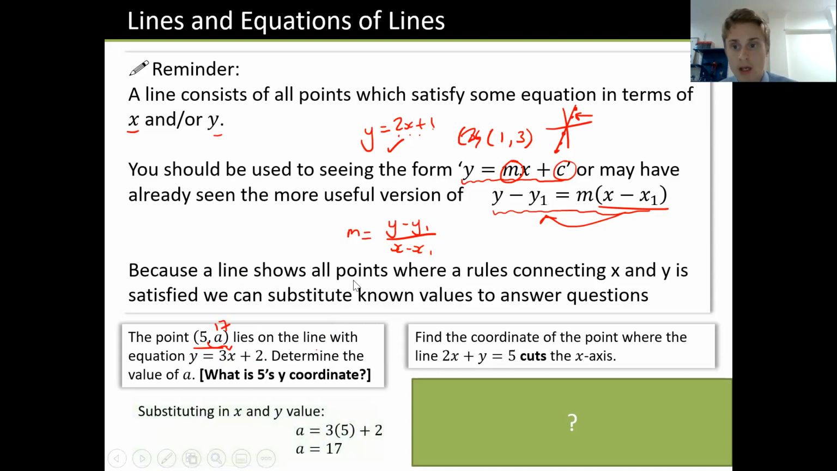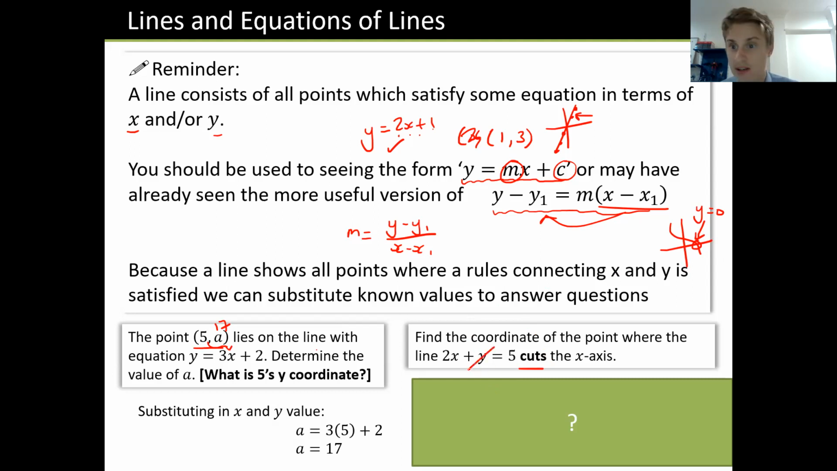Okay. Find the coordinate of the point where 2x plus 5 equals y cuts the x-axis. So what does cut the x-axis actually mean? Let's just think about it. This is just a made-up sketch here. But if you're cutting the x-axis, really that means that the y value is 0. It has no height. It's not high up. It's not below. It has no height. So you make the y equal to 0.